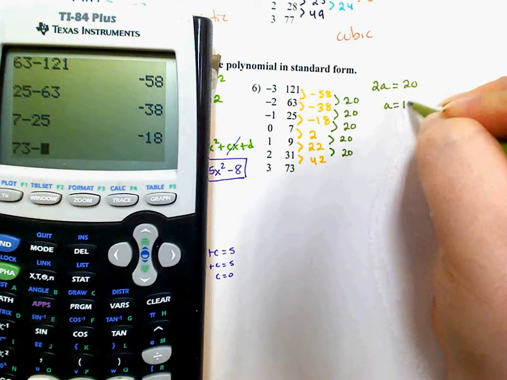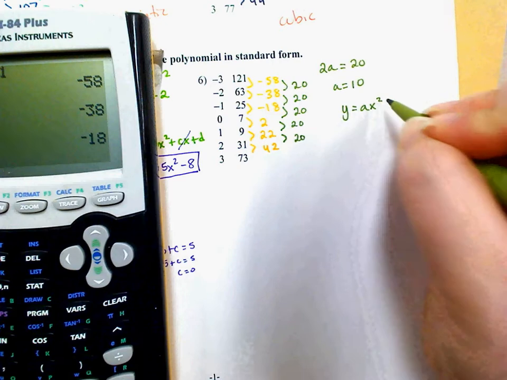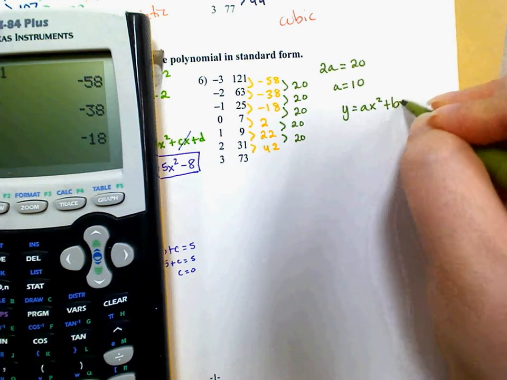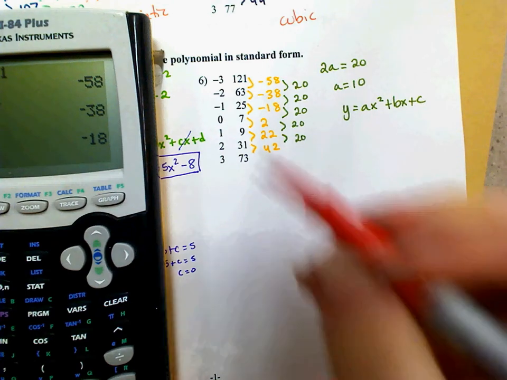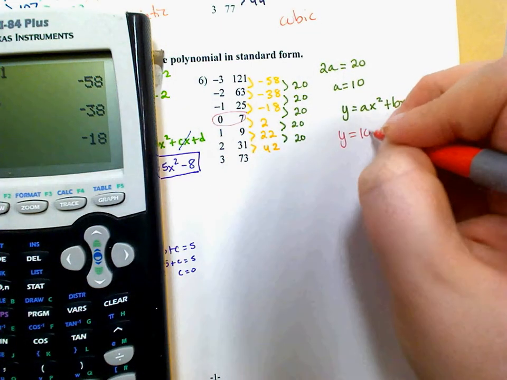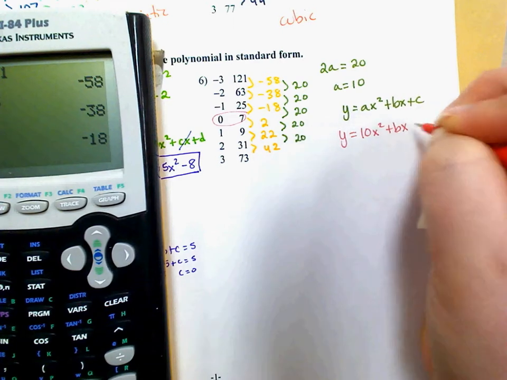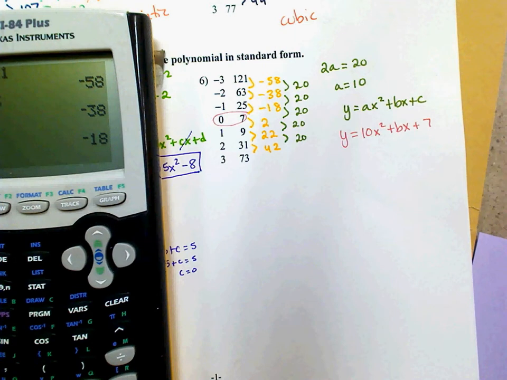Okay? So in my general quadratic, ax squared, highest power is 2, plus bx plus c, I know a is 10. And I already know the constant because of this right here. So I know that I've got y equals, so far, 10x squared plus bx plus 7. Okay, so the only thing I need to know is what b is. And if I only have one unknown, then I only have to plug in 1 point to figure it out. So, I'm going to pick the easiest one, 1, 9.